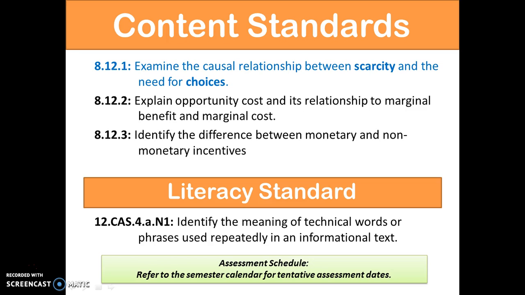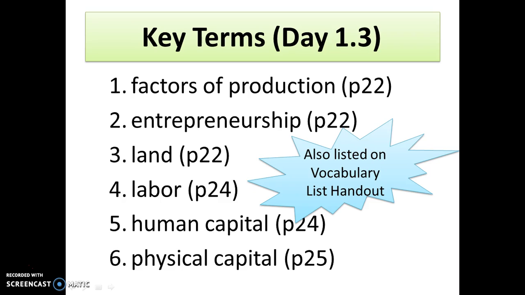Our content standard, we're looking at the first one. We're focusing on scarcity today. And then our key terms standard. These are the key terms for today: factors of production, entrepreneurship, land, labor, human and physical capital.